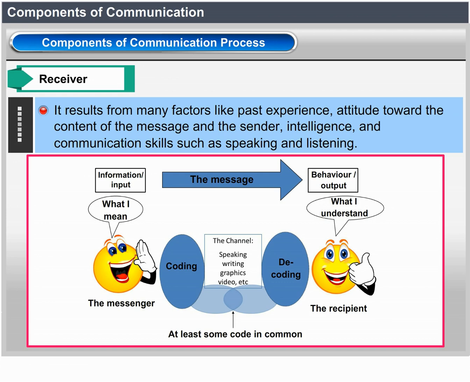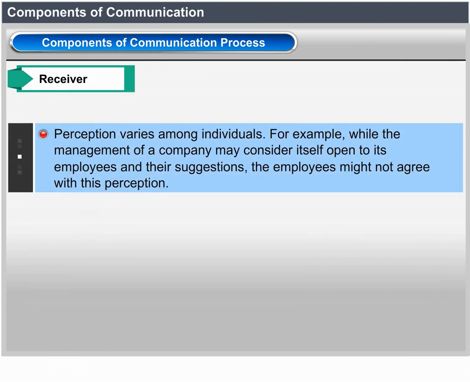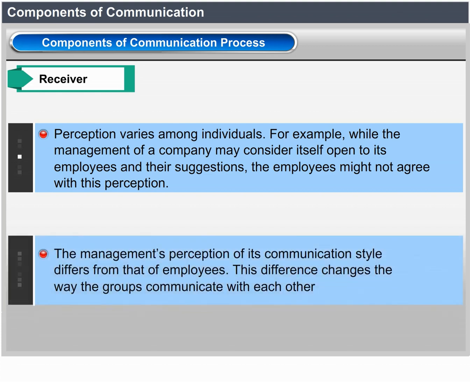Perception varies among individuals. For example, while the management of a company may consider itself open to its employees and their suggestions, the employees might not agree with this perception. The management's perception of its communication style differs from that of employees, and this difference changes the way the groups communicate with each other.